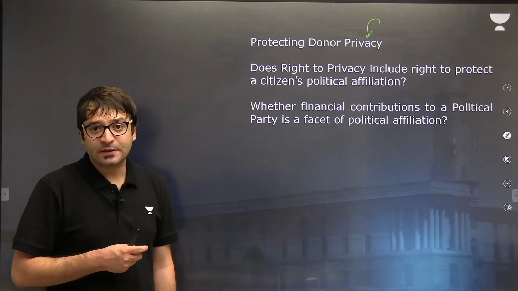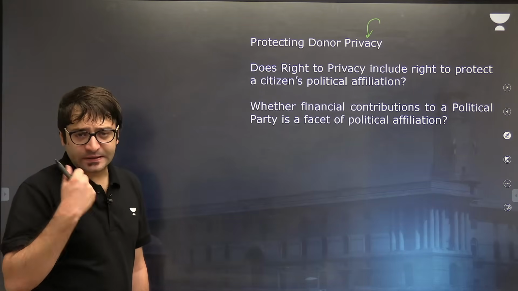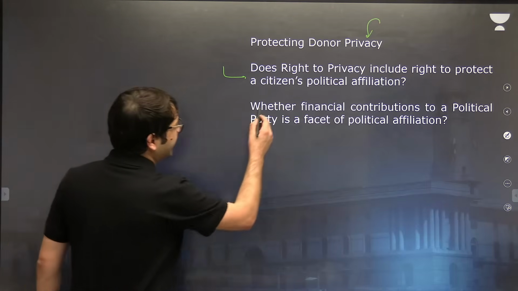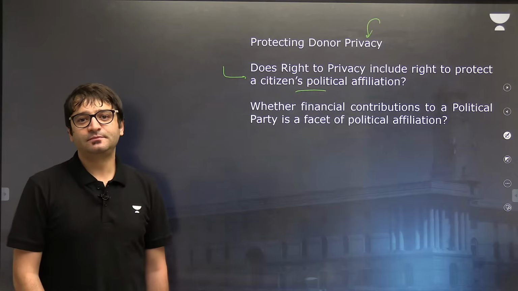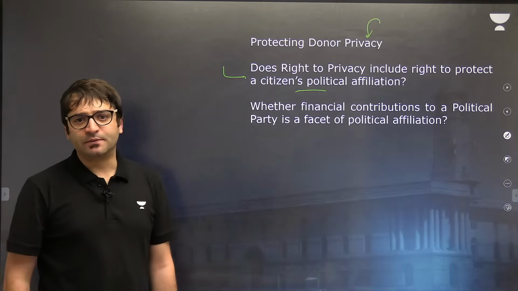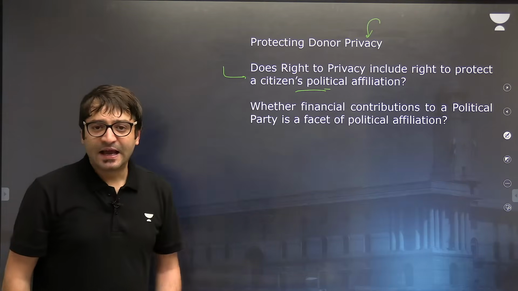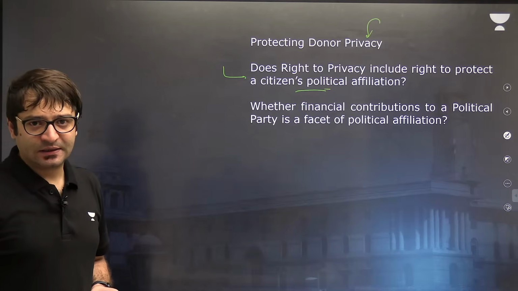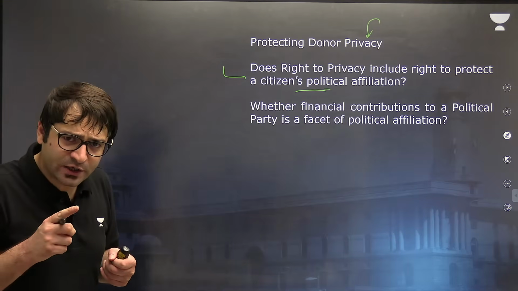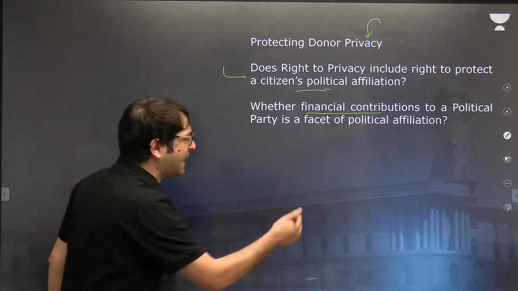The Supreme Court was surprised looking at this argument, and the Supreme Court said, we need to ask 2 questions regarding this. Does right to privacy include the right to protect a citizen's political affiliation? I don't want to reveal to anybody what my political ideology is. Does right to privacy protect it? Protect my political affiliation? And if the answer to this question is yes, that our laws have to protect my political affiliation, should that also not include my financial contributions to a political party as part of political affiliation?